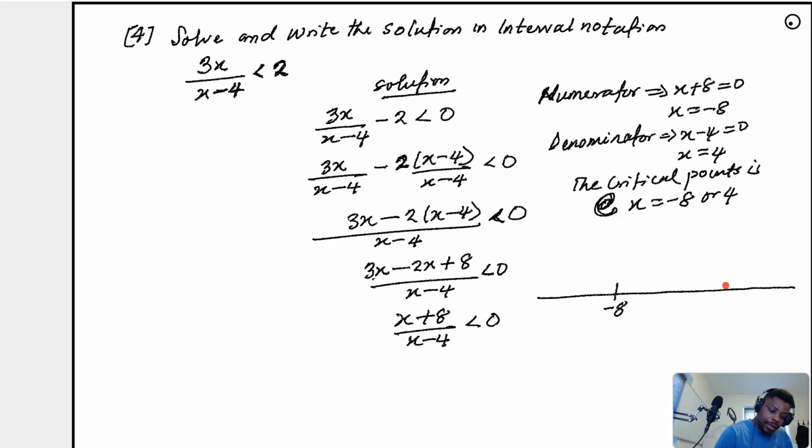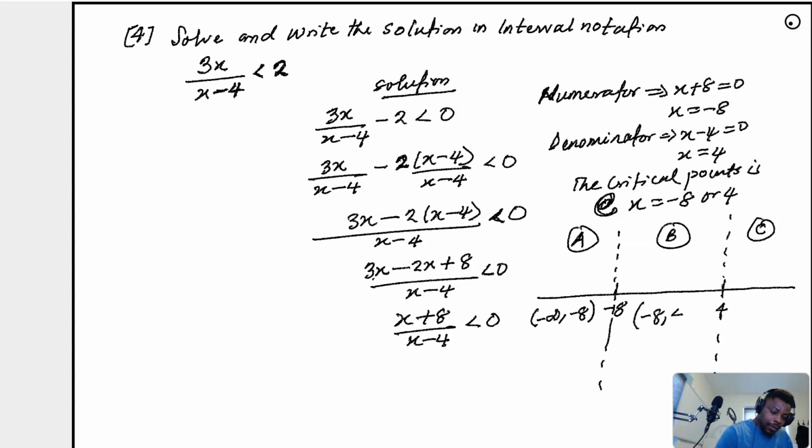So minus 8 and 4, okay? Minus 8 and 4. So this is A, this is B, and this is C. So our interval here is minus infinity to minus 8. Interval here, minus 8 to 4. Interval here, 4 to infinity. So let's put our sign now.